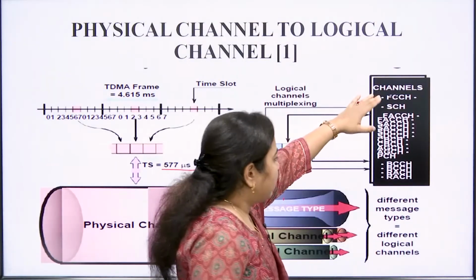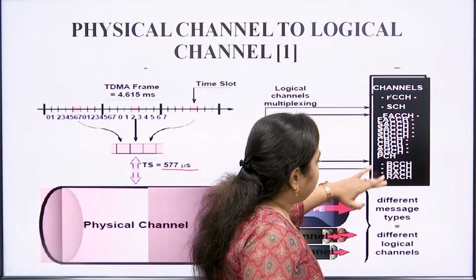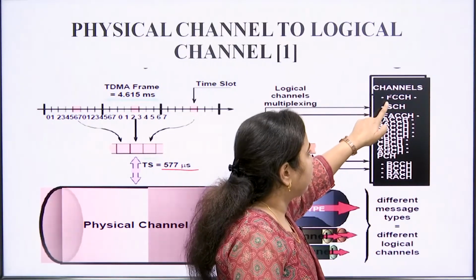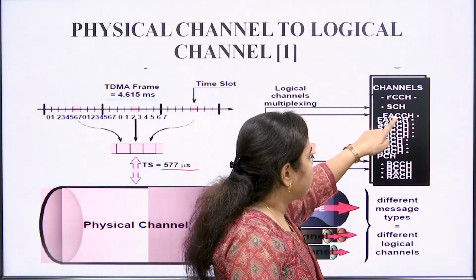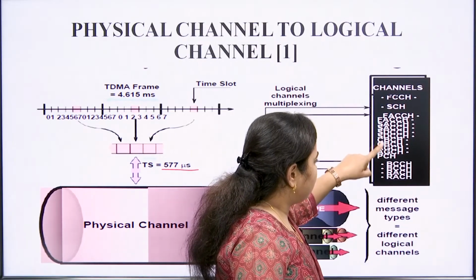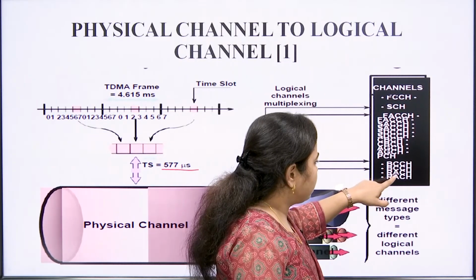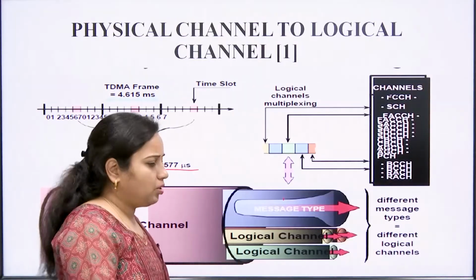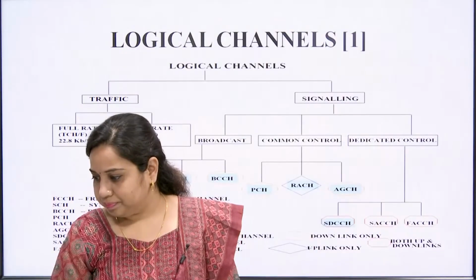Now, these are divided into a number of channels, which we are going to discuss in the coming slides, like FCCH, SCH, FACCH, which are related to control signaling, then BCCH, RACH. So, these are the channels that we are going to study, related to the logical channel.